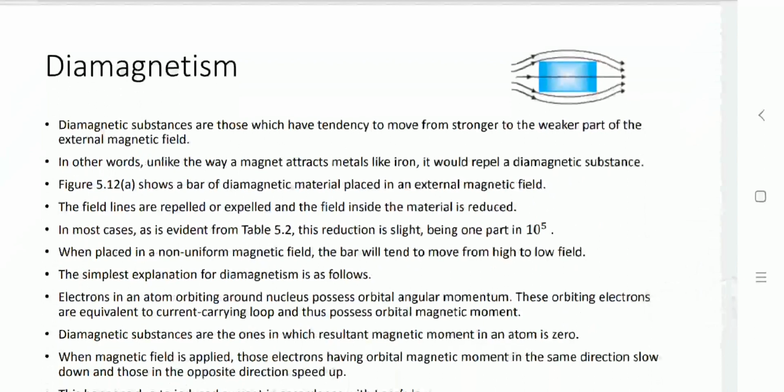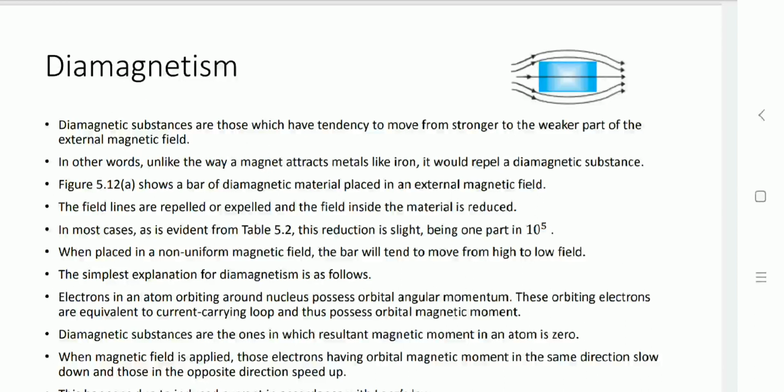A diamagnetic substance has a tendency to move from a stronger magnetic field to a weaker magnetic field. Here, while we put a diamagnetic substance in the external magnetic field, this substance moves from stronger to weaker magnetic field. So we can say that unlike a magnet which attracts iron, here it would repel a diamagnetic substance.